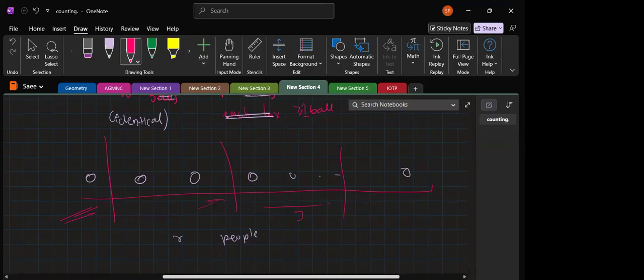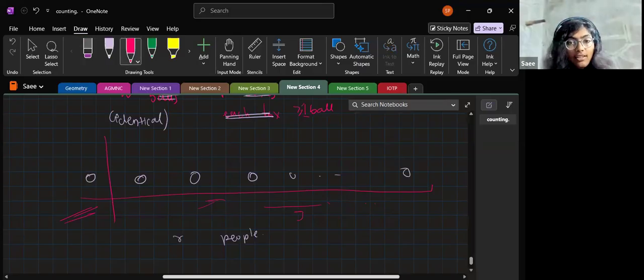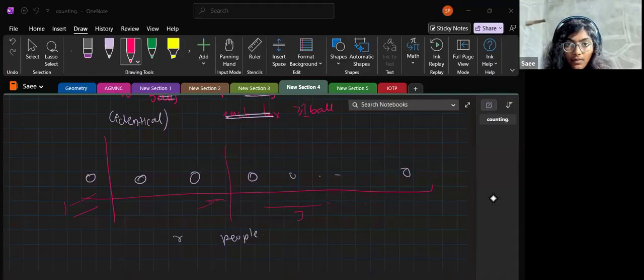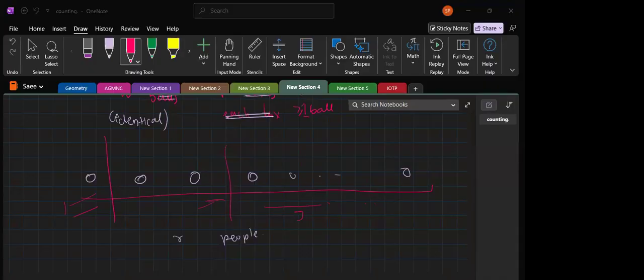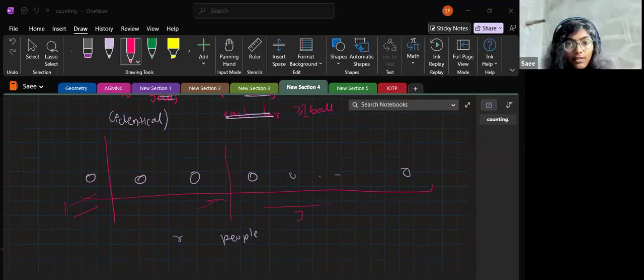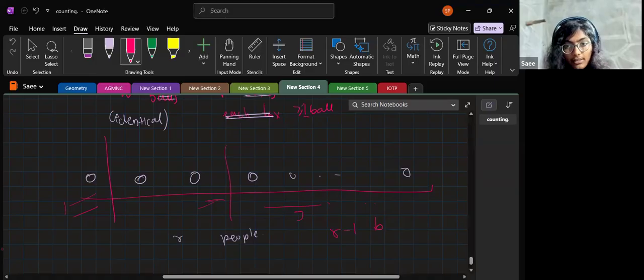So if you put one bar, then that partitions these chocolates into two different sets, right? If you put two bars, then it partitions the chocolates into three different sets. So how many bars do you need to put to partition it into r different sets? R minus 1. Exactly. So you have n of these chocolates and r minus 1 of these bars are ways to partition things.